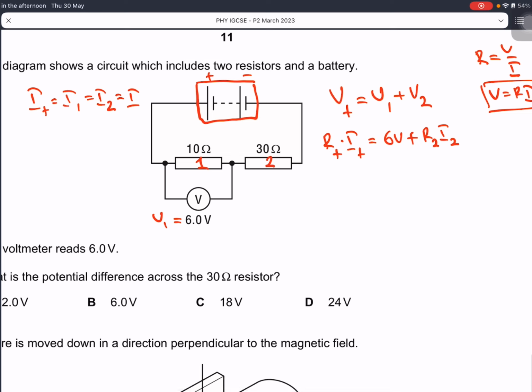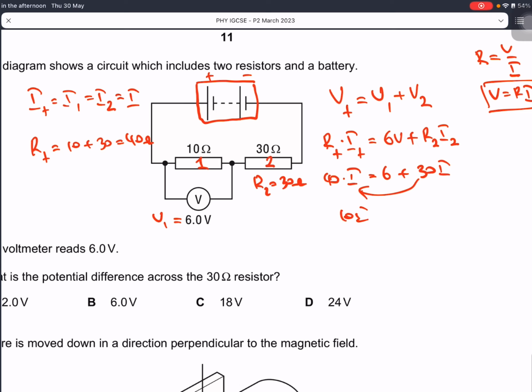R total, in series, is going to be 10 plus 30, which is 40 ohm. So 40 ohm times I equals 6 plus R2, which is 30 ohm, so 30 times I. Take this 30 to the other side, it becomes 10I equals 6, I equals 6 over 10, 0.6 ampere.